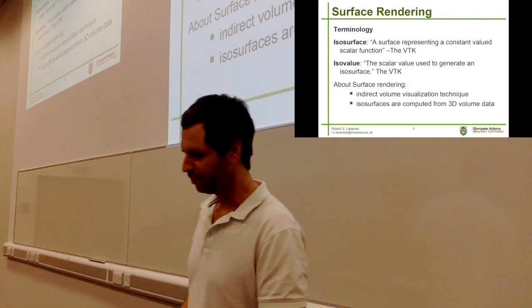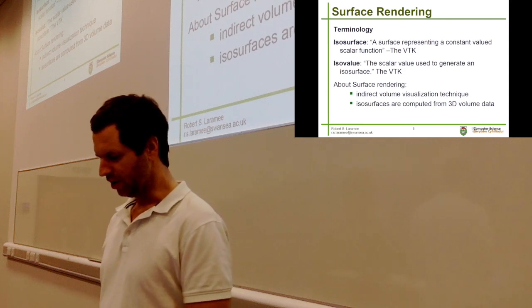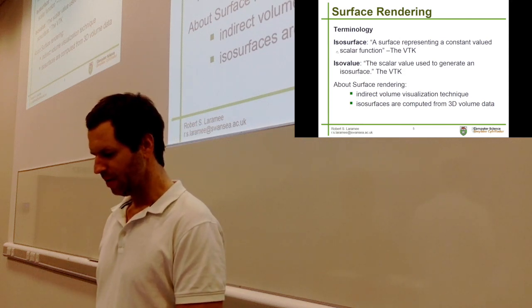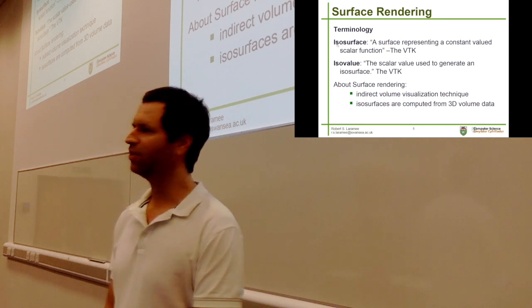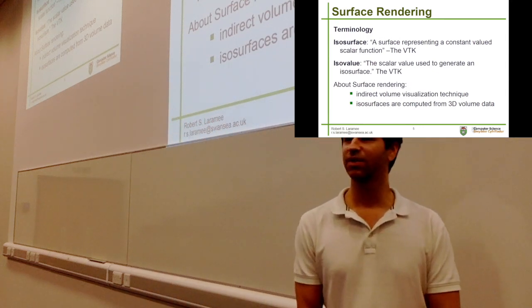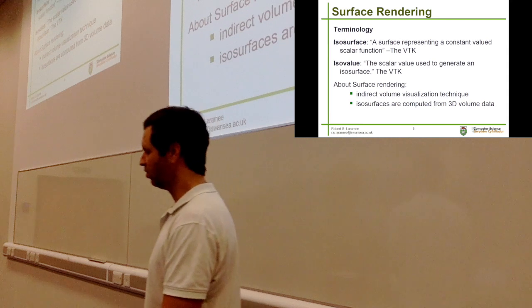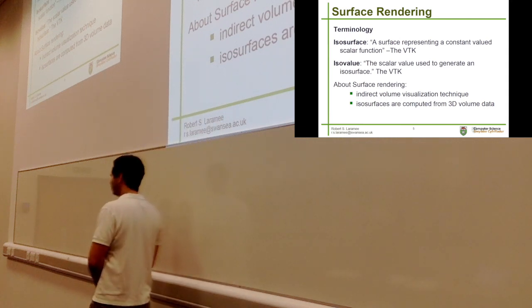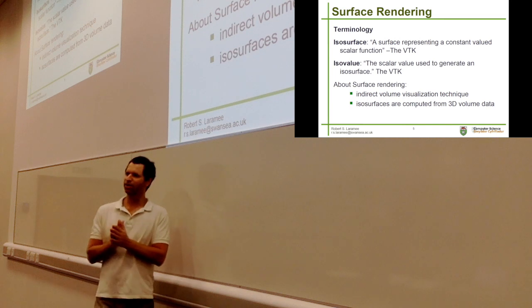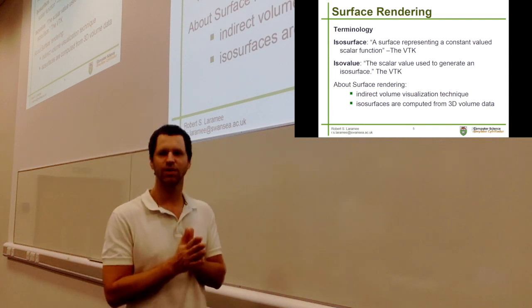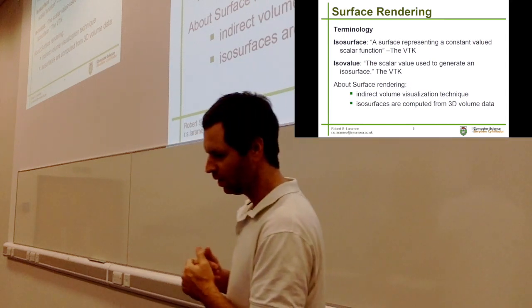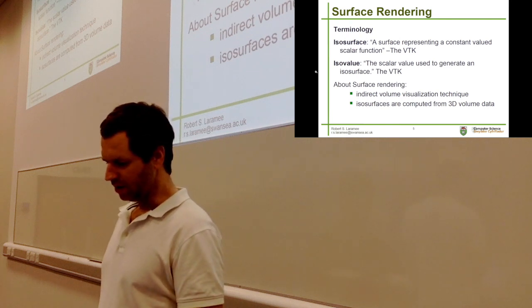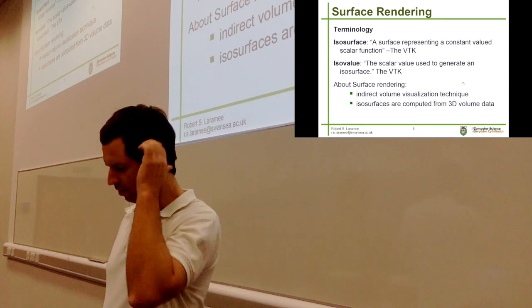An iso value, the scalar value used to generate an isosurface. Iso means one, right? Everybody probably remembers that from their Latin classes or something. In this case, why would an isosurface be called an isosurface? It's because there's only one scalar value represented by the surface. It's a unit scalar value. And it's classified as an indirect volume visualization technique, and they're extracted from 3D volume data.